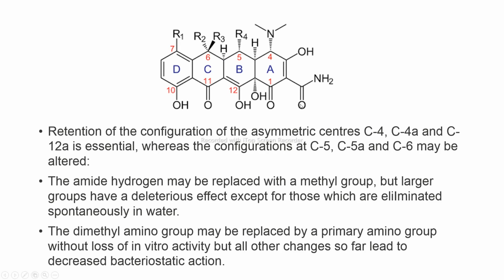Then retention of the configuration of the asymmetric center at carbon number 4, 4A and 12A is essential. So this configuration is essential. If we add a trans configuration over here, then the activity is decreased. So this configuration, that is C4, C4A and C12A, is essential.